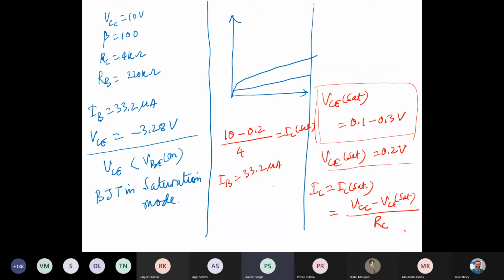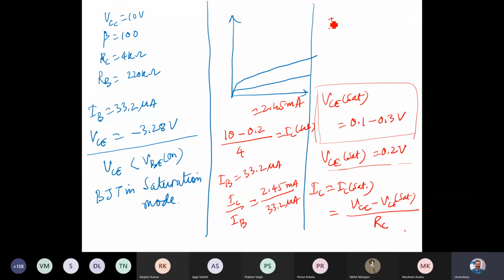2.45 milliampere, right? IB is this one. So if I just find out the ratio of IC over IB, that's 2.45 milliampere divided by 33.2 microampere. If I do this, what's the number you get?